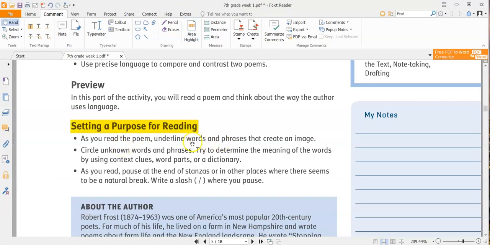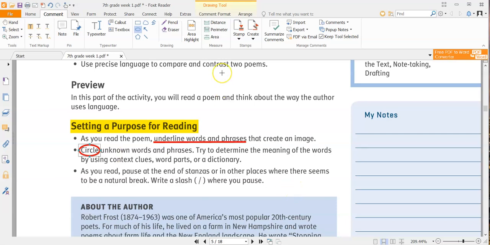As you read the poem, underline words and phrases that create an image. So that's one thing we're going to need to do, is underlining words and phrases that create an image. I have the underline tool right here next to the typewriter tool and the pencil and eraser box. The next thing says circle, and right here's my circle: circle unknown words and phrases. Try to determine the meaning of the words by using context clues, word parts, or a dictionary. So we're going to underline words and phrases that create an image. We're going to circle unknown words and phrases.